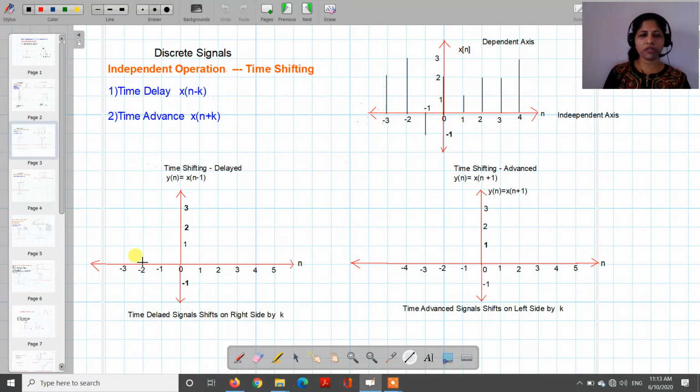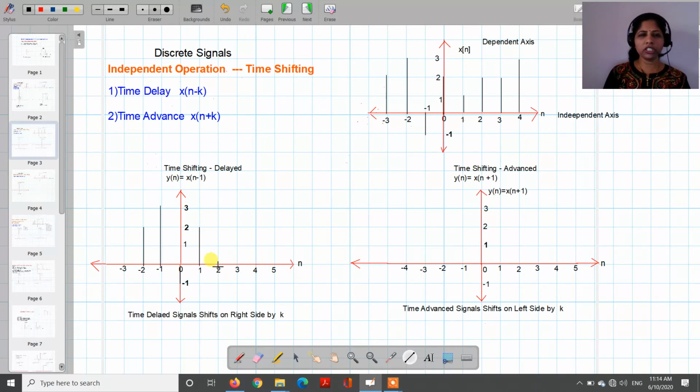So I am first drawing here x of n minus 1. At minus 3 the amplitude is 2, so now because of the delay, this signal starts at minus 2 with amplitude 2. The 3 shifts to minus 2, and minus 2 shifts to minus 1. So at minus 2 the amplitude is 3. Minus 1 shifts to 0. At minus 1 the amplitude is minus 1, which shifted to 0. At 0 the amplitude is 2, which shifted to 2 with amplitude 2.